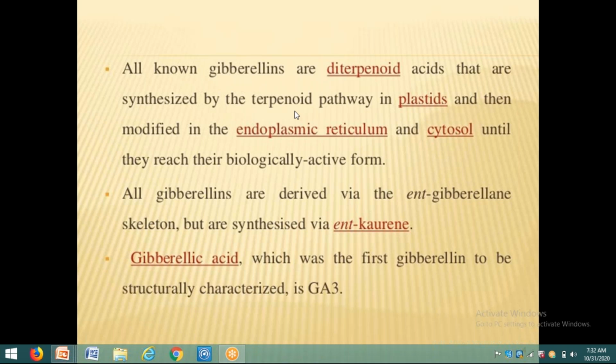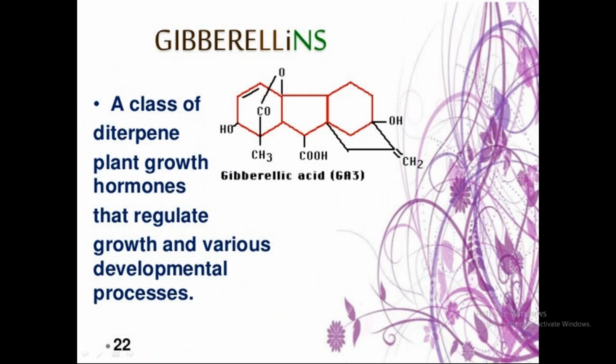So gibberellic acid is a dihydroxylated gibberellin. Just a minute. Dihydroxylated means they contain 2 hydroxyl groups. Di means 2, and hydroxyl group, I think everyone knows, is the OH group. They are dihydroxylated. One hydroxyl group is present here and the other hydroxyl group is present here. So gibberellic acid is dihydroxylated gibberellin, and this hydroxylation also affects the activity of the gibberellin.